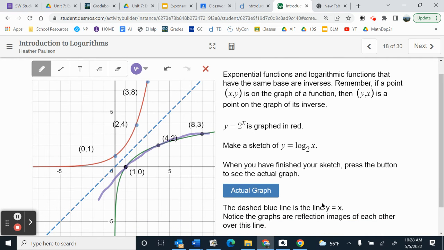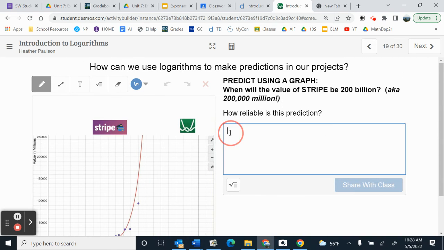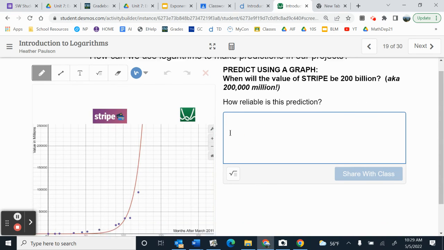And notice the dashed blue line is the y equals x line. All inverse functions and their original function will be reflected over this line. And notice they are symmetrical and have that reflection. So if you get close to that curve that shows up, nice job. Keep moving. In here is where we're going to make a prediction.